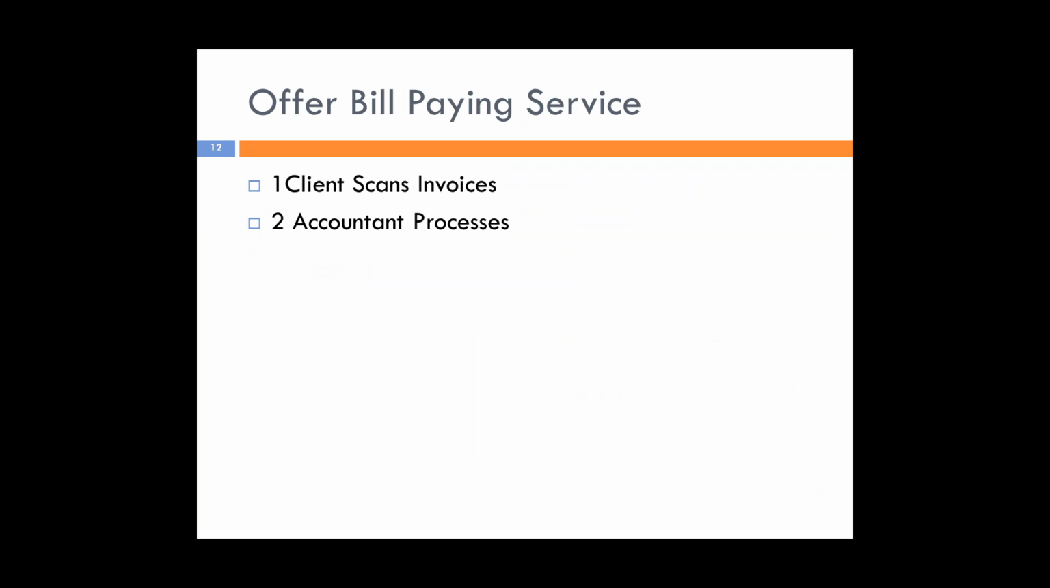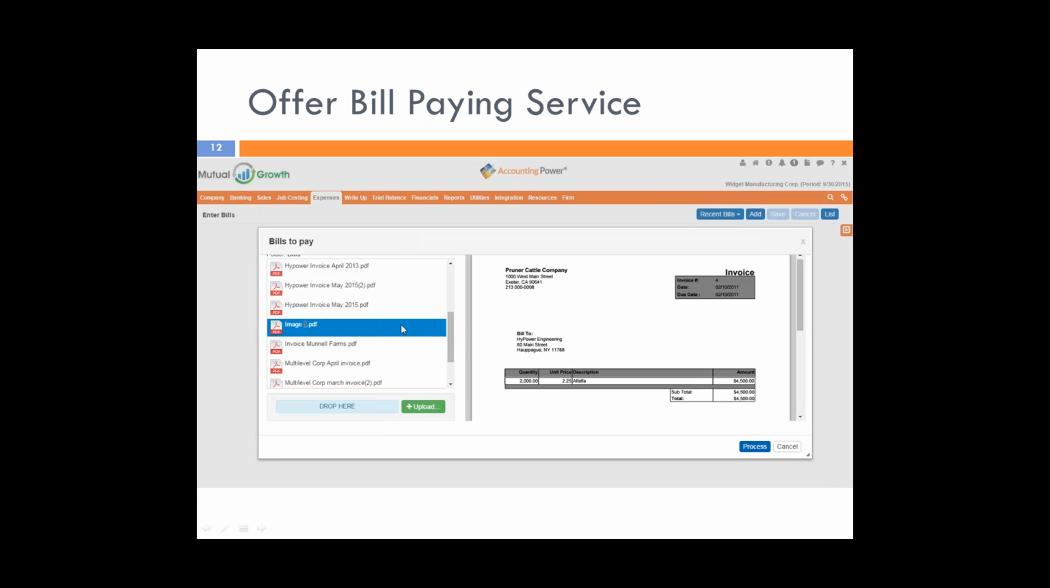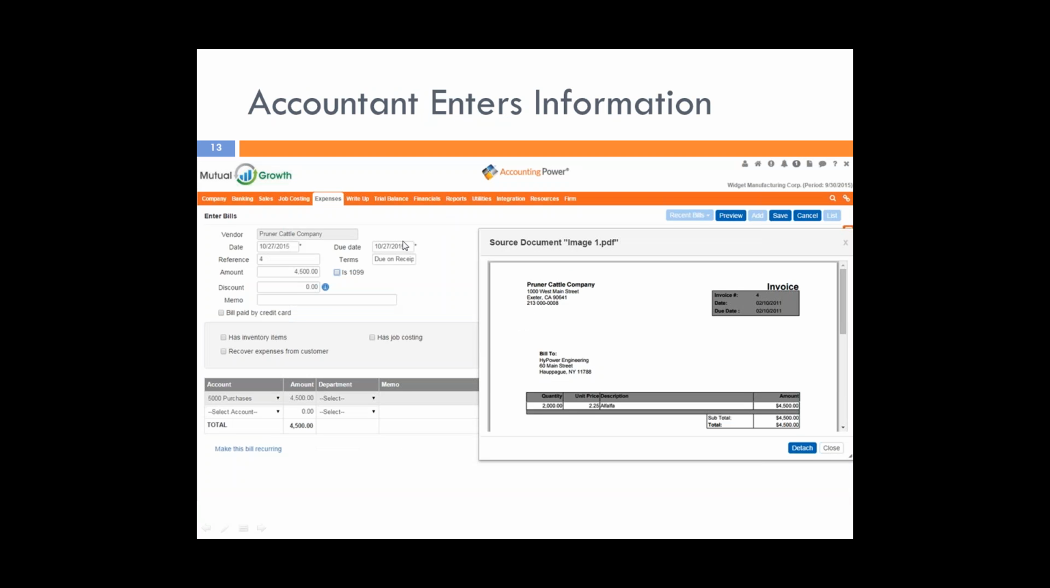So the way this would happen, the client would scan or actually take a picture of the invoices. Then you, the accountant, process the invoices. You'd be coming into this screen that I showed before. One by one, you would process all the invoices that have been scanned in. As you process them, you come to the screen to enter the information.